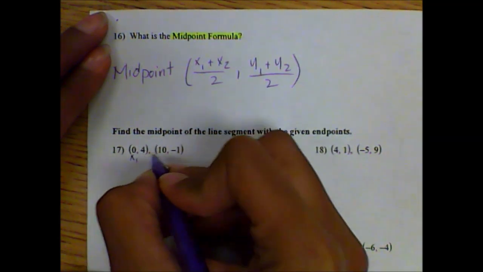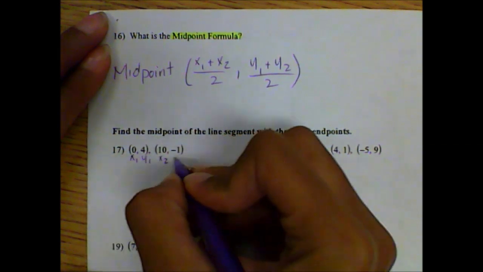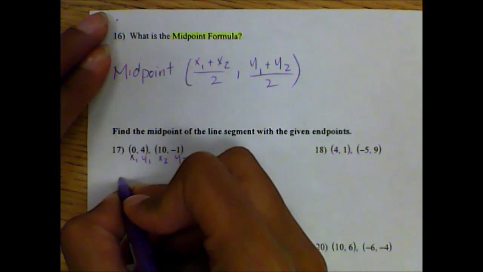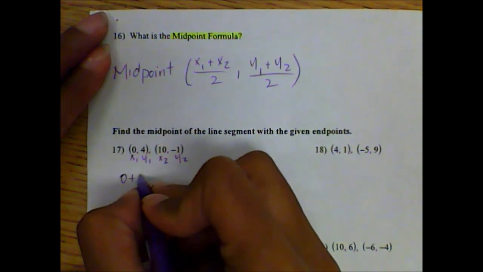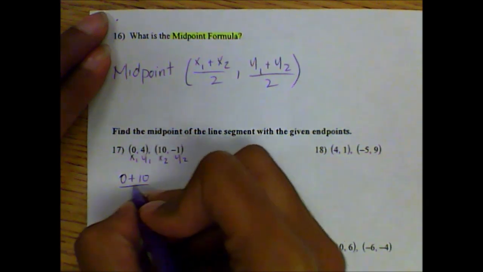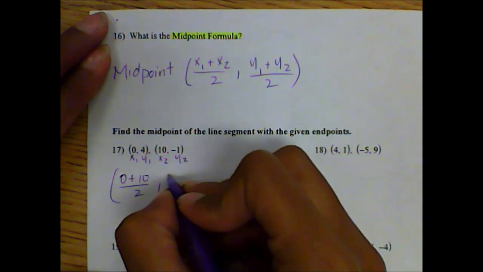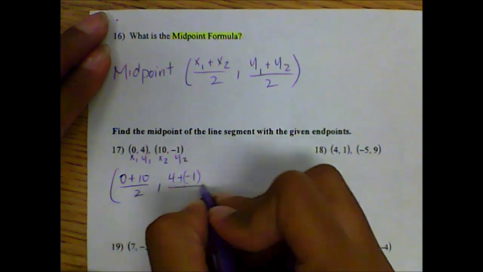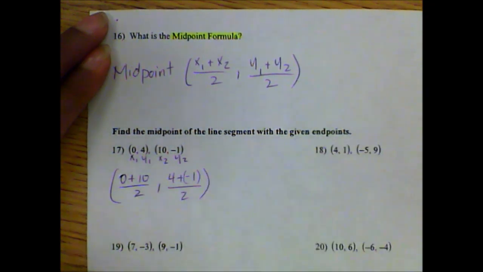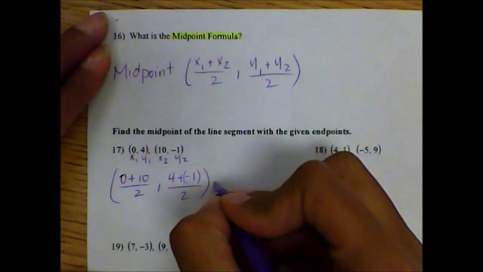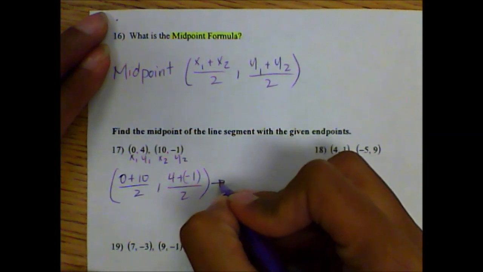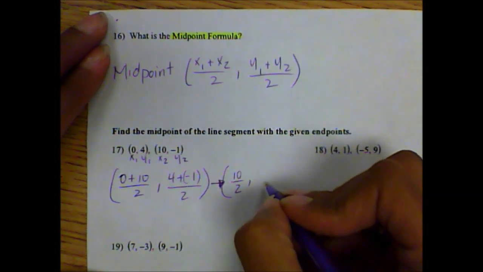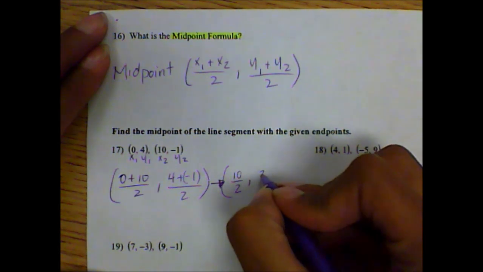So x1, x2, y1, y2. Okay, so I need to add 0 plus 10 over 2, 4 plus negative 1 over 2. Alright, so this is going to give me 10 over 2 for my x, and for my y, it's going to be 3 over 2.